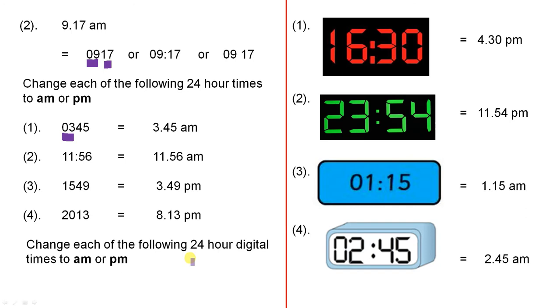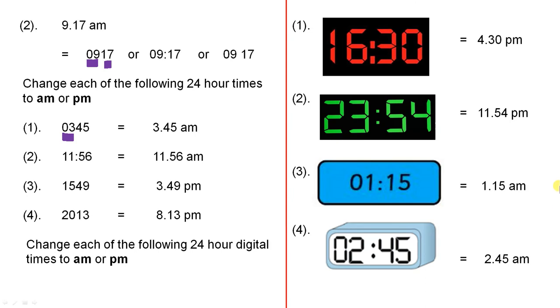Change each of the following 24-hour digital times to AM or PM. Okay, so this is 24-hour time, of course, and these are digital clocks. So 16:30, so that's 16 hours after midnight, so it must be 4:30 p.m. 23:54 is 23 hours after midnight, so 11:54 p.m. This must be 1 hour after midnight, so it's 1:15 a.m. And here we have 2 hours after midnight, so it's 2:45 a.m.